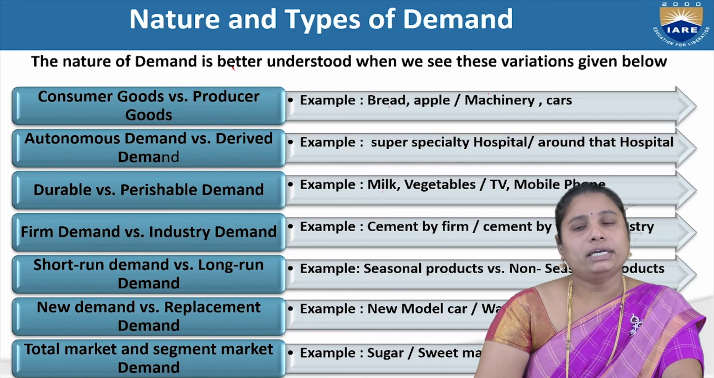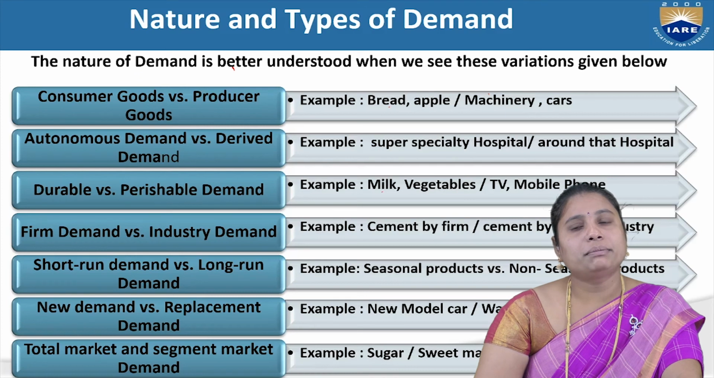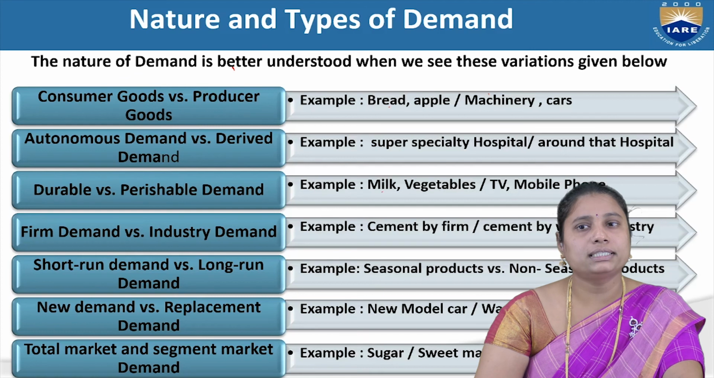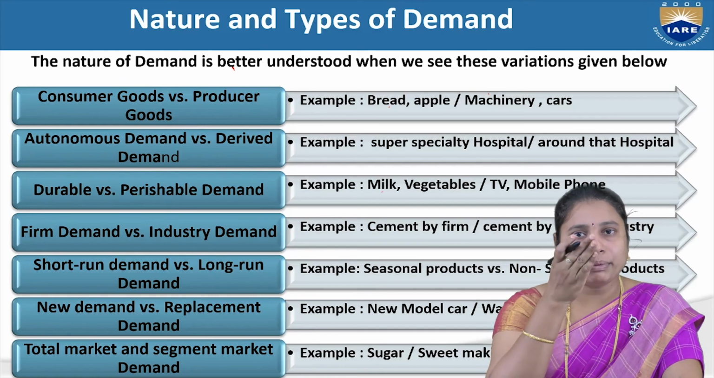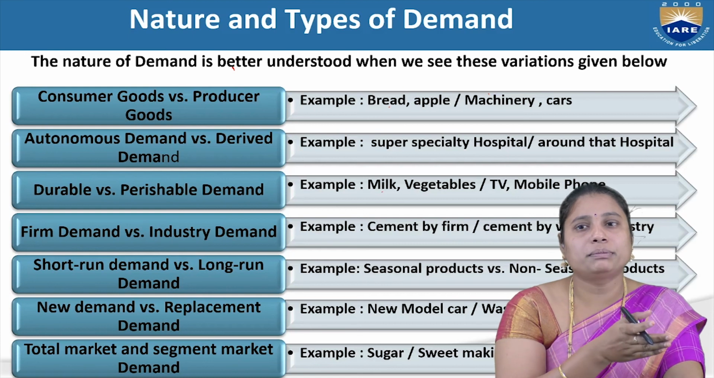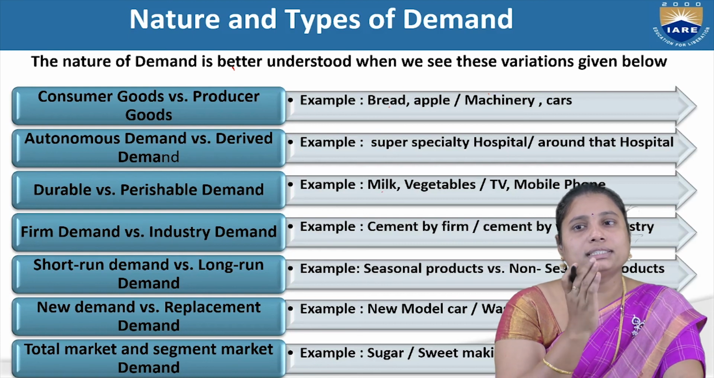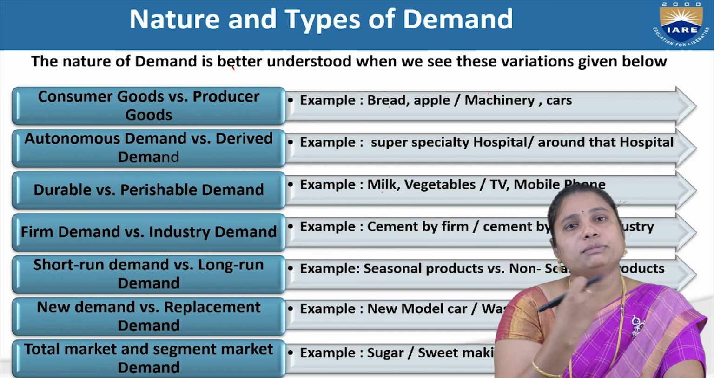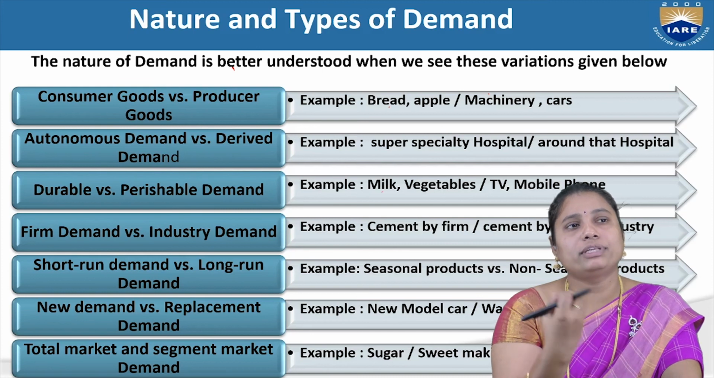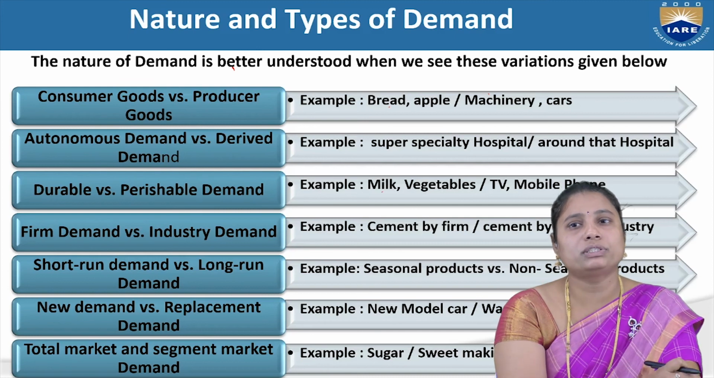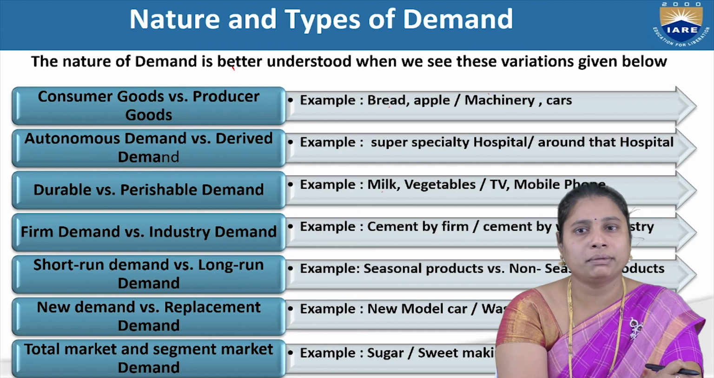That's the one. And total market demand and segment market demand. Suppose a product, Fair and Lovely, is demanded mostly by women, that is, a particular gender is accepting that product, then it is called segmented demand. Irrespective of gender and irrespective of income levels, if all the people require that product, then it is called total market demand.